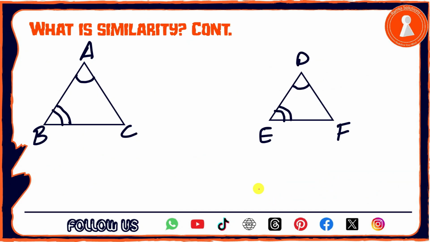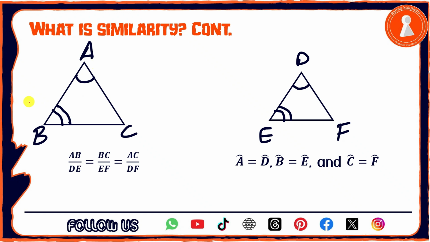Now, let's get into it. Let's look at these two shapes. I want you to look at them and see something. We are saying here side AB over side DE is equal to side BC over side EF, which is equal to side AC over side DF.